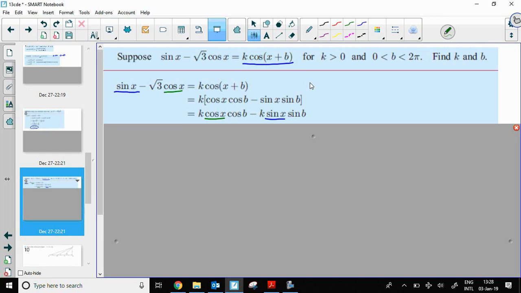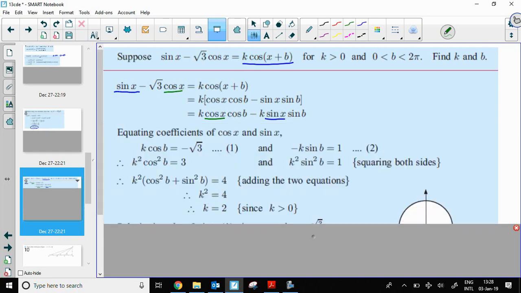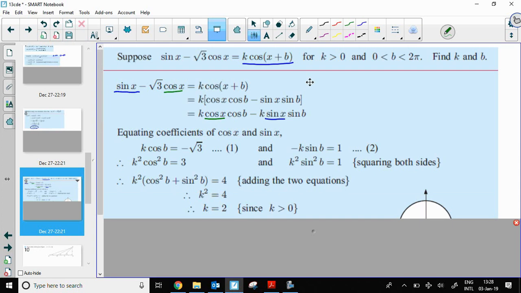then one sine of x needs to be equal to negative k sine b sine of x, and root 3 cosine of x needs to be equal to k cosine of b cosine of x. Right, so we're equating the coefficients of cosine of x and sine of x. Then we have a system of equations, right? So we've got k squared cosine squared b equals 3, and we've got k squared sine squared b equals 1.